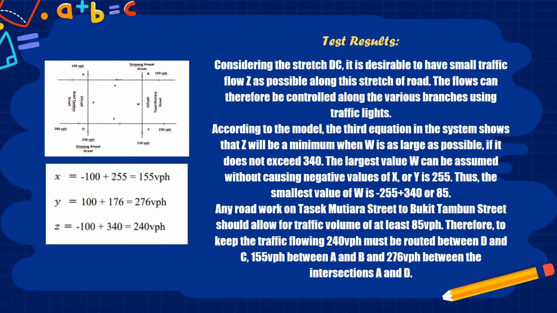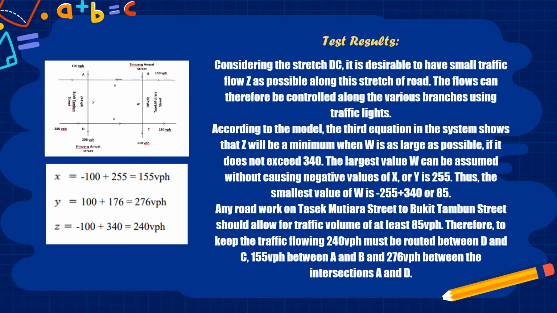According to this model, the third equation in this system shows that Z will be a minimum when W is as large as possible. The largest value W can assume without causing a negative value of X or Y is 255. Thus, the smaller value of W is 85.